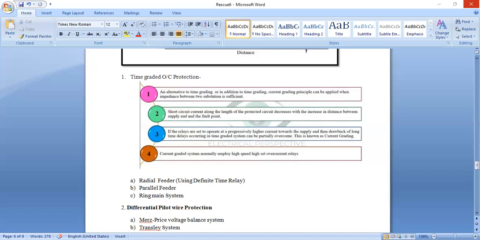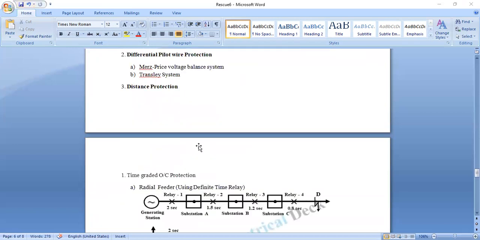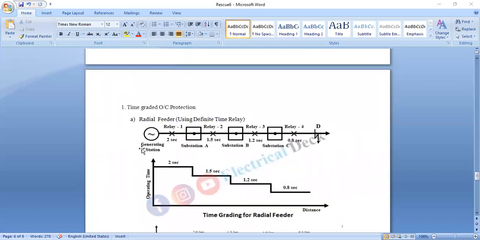Okay, so the total line is divided into two different sections, and each section is provided with a definite time delay. So this is nothing but the radial feeder system. Here the application of this time graded system applies to the radial feeder. This time graded overcurrent protection can be used for the radial feeder, ring main system, and parallel feeder system similarly.